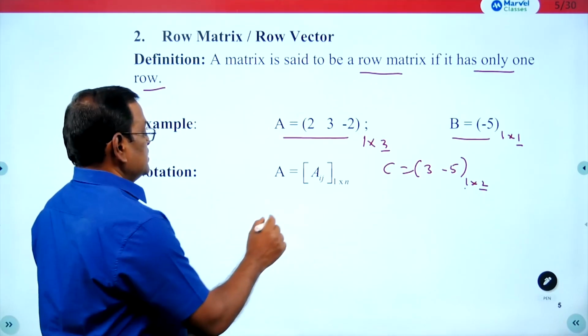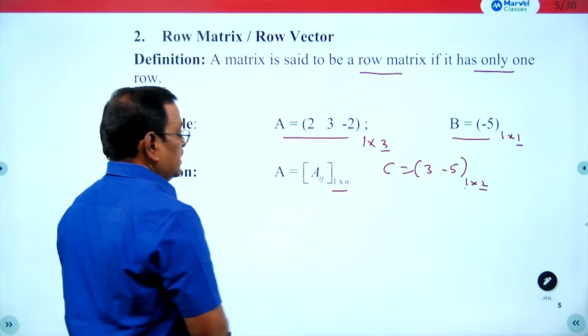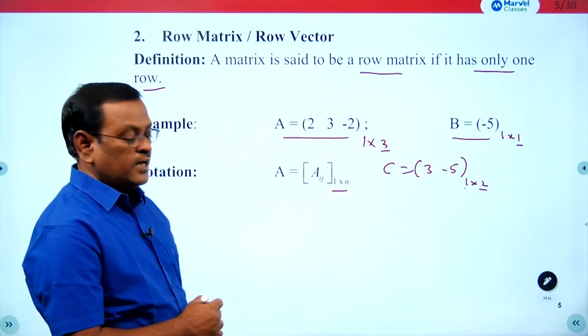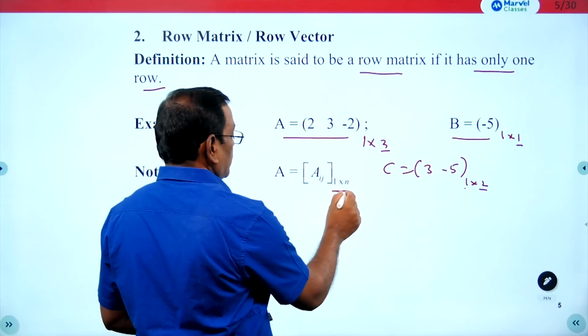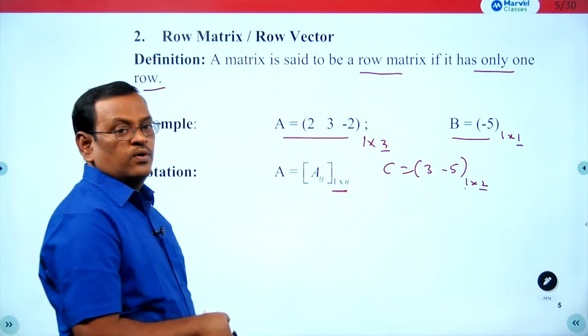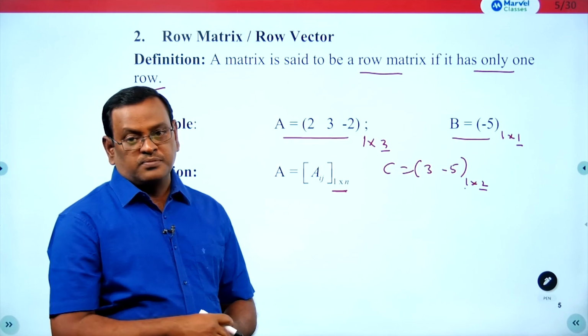Okay, so this is a general notation for a row matrix: Aij of order 1 by n. 1 denotes only one row and n denotes any number of columns, or n columns.